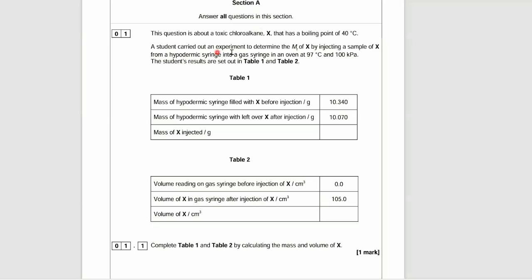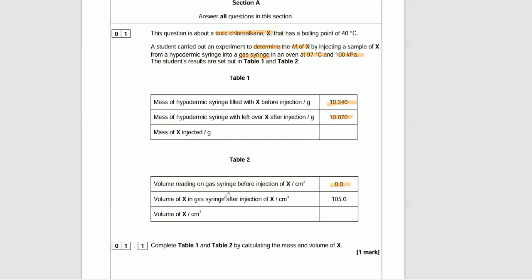This question is about a toxic chloroalkane X that has a boiling point of 40 degrees. A student carried out an experiment to determine the Mr of X by injecting a sample of X from a hypodermic syringe into a gas syringe in an oven at 97 degrees and 100 kilopascals. The student's results are set out in tables 1 and 2.